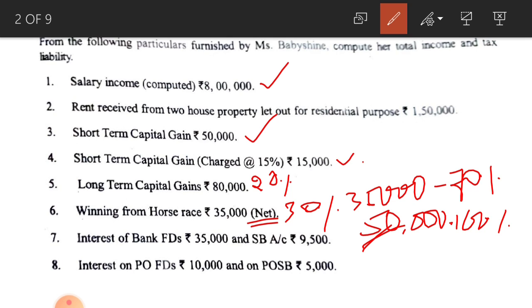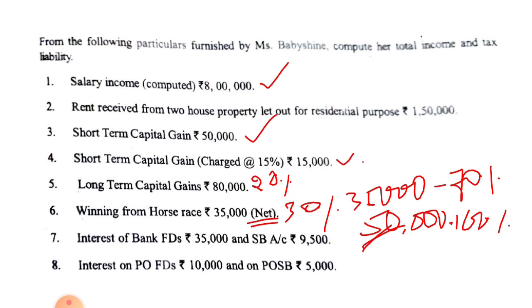Next one, interest on bank FDs rupees 35,000 and savings bank account 9,500. Both will come under income from other sources. And interest on post office FD 10,000 and on post office SB 5,000, income from other sources. And here they can claim for deduction under section 80TTA on SB account. In this problem, see the difference between this problem and previous problem. There Mr.